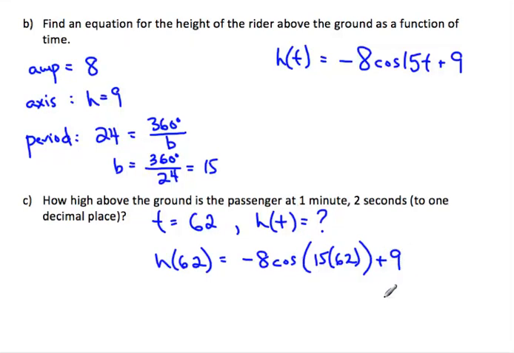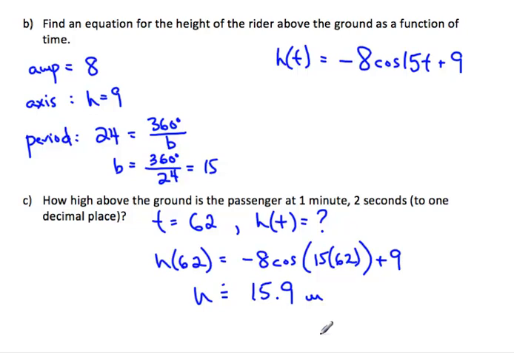And now we just plug this into our calculator, and you can do that all in one step. Make sure that your calculator's mode is in degrees. And you should get that h is approximately equal to 15.9 meters above the ground. So at 1 minute and 2 seconds, the passenger is about 15.9 meters above the ground. So that's an example of a Ferris wheel problem.